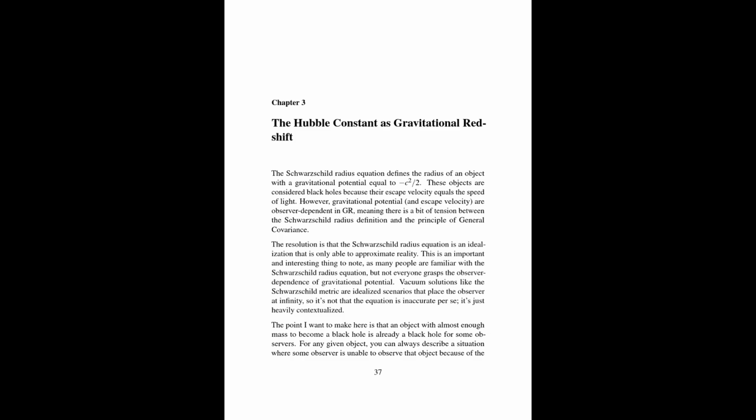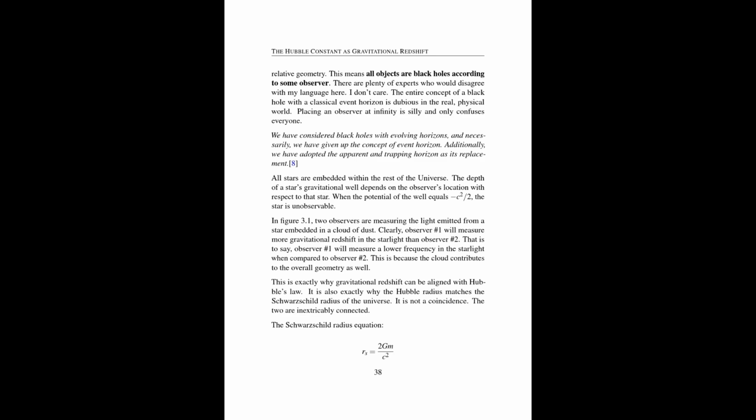Vacuum solutions like the Schwarzschild metric are idealized scenarios that place the observer at infinity. So it's not that the equation is inaccurate per se, it's just heavily contextualized. The point I want to make here is that an object with almost enough mass to become a black hole is already a black hole for some observers. For any given object, you can always describe a situation where some observer is unable to observe that object because of the relative geometry between the observer and that object. This means all objects are black holes according to some observer.